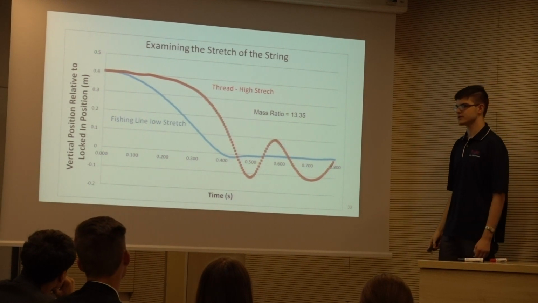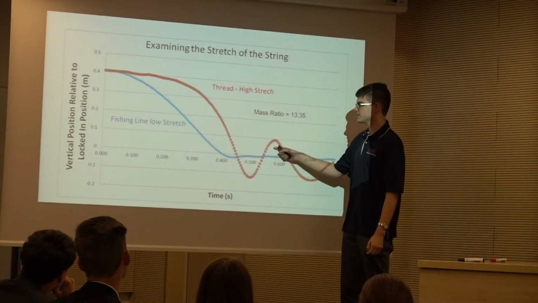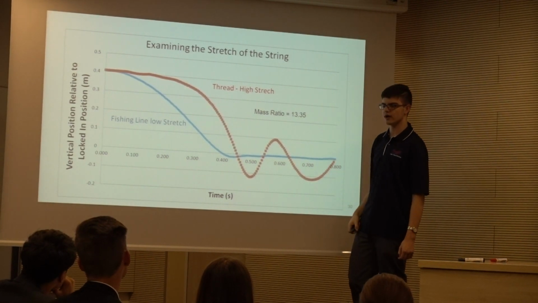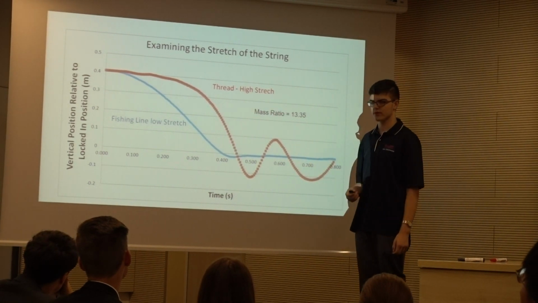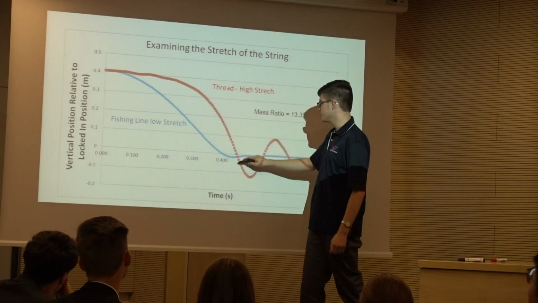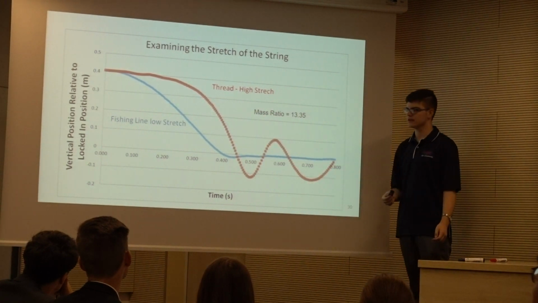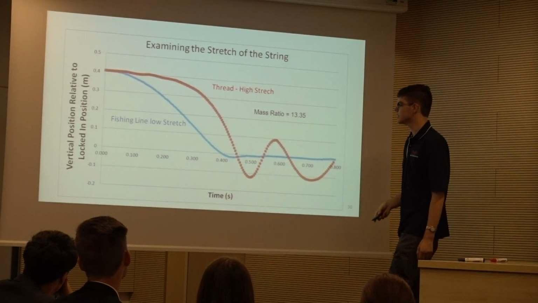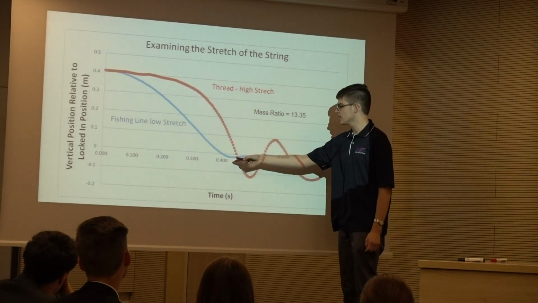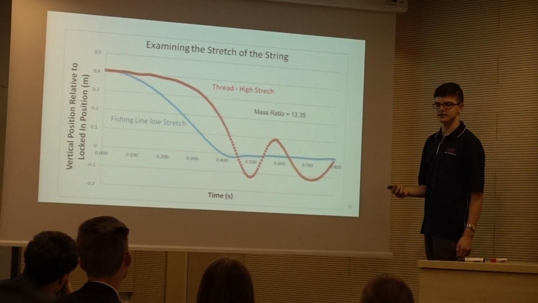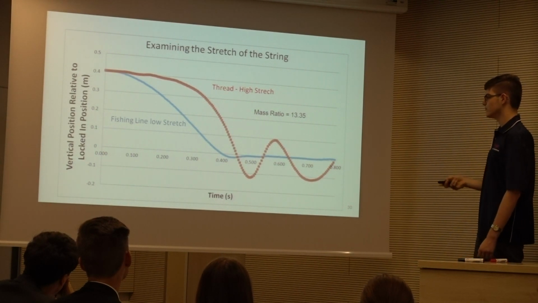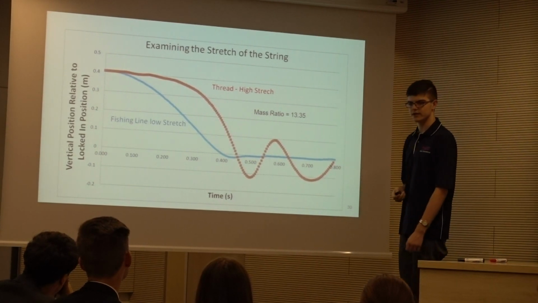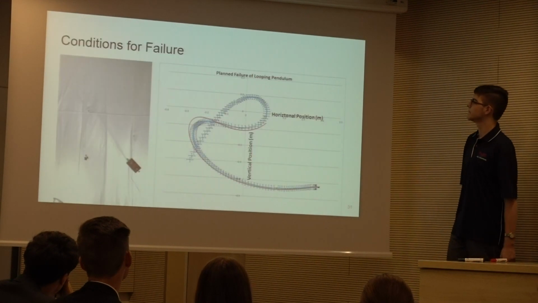So examining the stretch of the string, this is a graph of the y value of the heavier mass as a function of time. As you can see with the high stretch thread, the mass actually bounces significantly at the bottom. This is the heavier mass. Whereas with the low stretch fishing line, it barely bounces at all, leading us to believe that if we could have a minimal stretch line, our mathematical model should line up nearly perfectly.